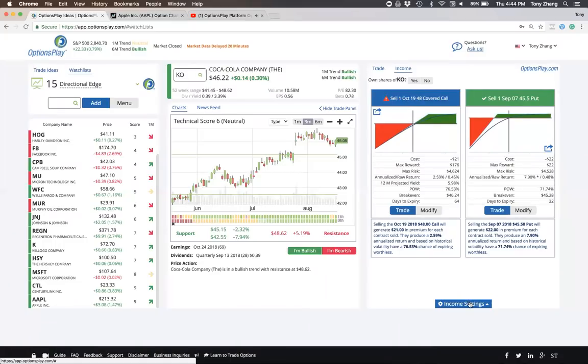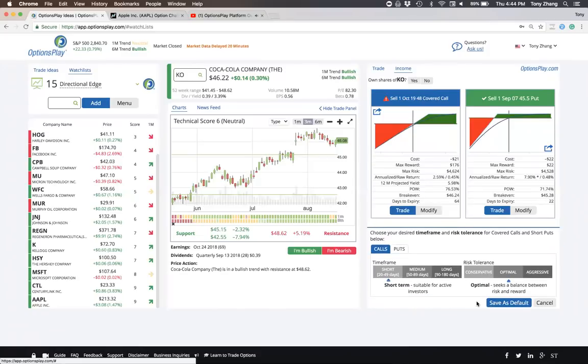So before I get started, what we want to show you is, number one, you click on the income tab and it presents you with, instead of 3 strategies, 2 strategies. You have your covered call on the left, and your short put here on the right. Before we start taking a look at them, I highly recommend everyone utilize our income settings, because we want to make sure that we provide income or selling opportunities that are based on your personal preferences.